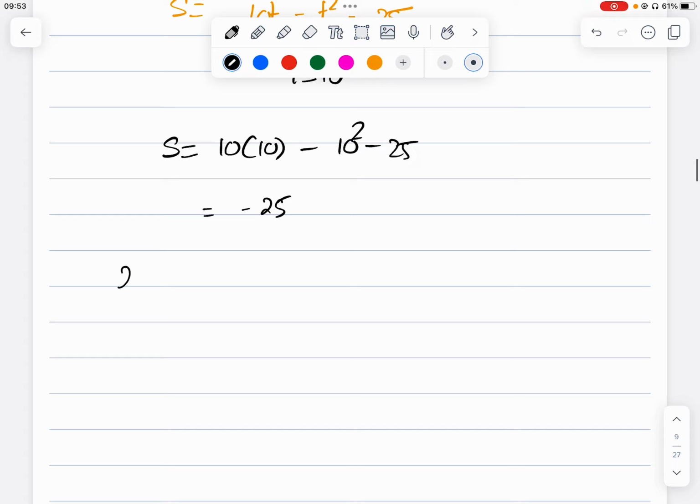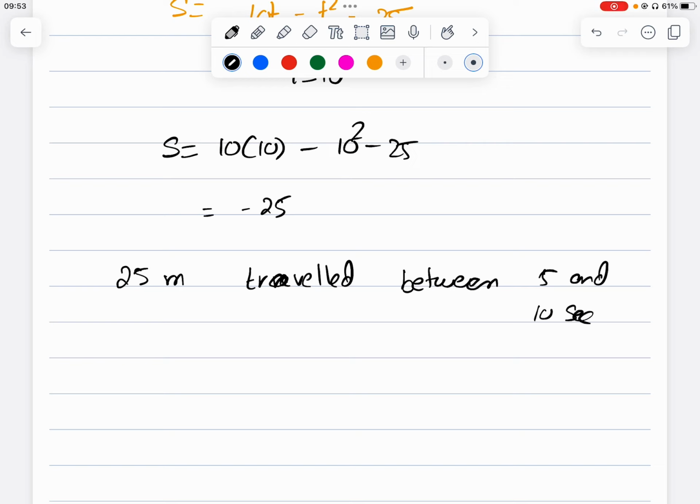So what does this negative 25 indicate? It means 25 meters have been traveled between 5 and 10 seconds. So total distance will be 275 upon 6 plus 25, which is nothing but 425 upon 6 meters. That's going to be the answer.